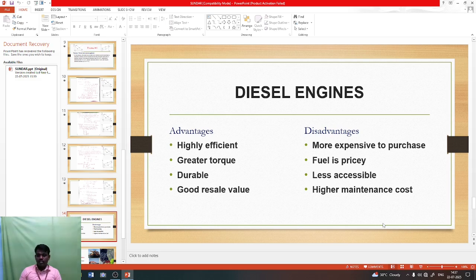What are the disadvantages? It is more expensive to purchase compared to other engines. Another one is that fuel is pricey, a little bit high, and less accessible. And finally it has higher maintenance cost. If it is a diesel engine, the maintenance cost is high. These are the disadvantages of diesel engines.